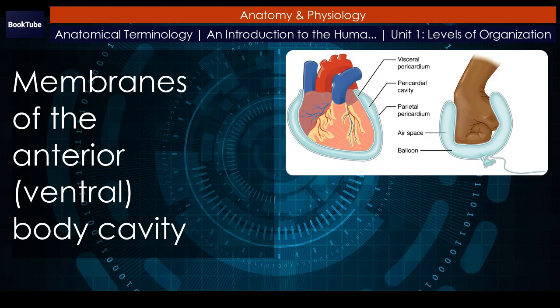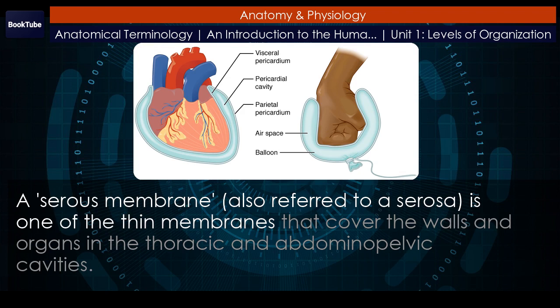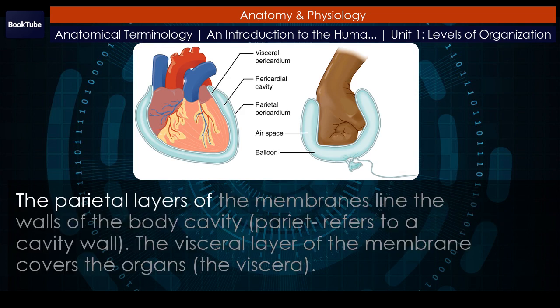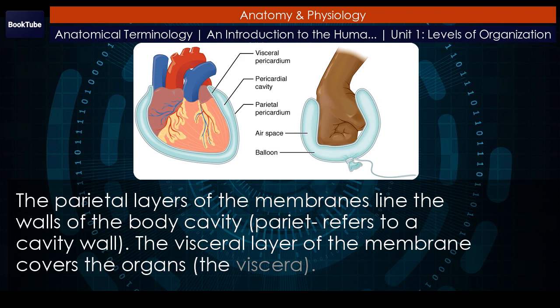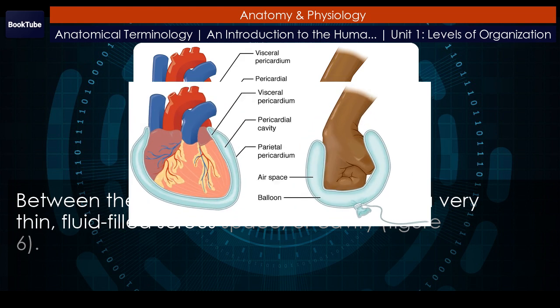Membranes of the anterior (ventral) body cavity. A serous membrane, also referred to as serosa, is one of the thin membranes that cover the walls and organs in the thoracic and abdominopelvic cavities. The parietal layers of the membranes line the walls of the body cavity. Parietal refers to a cavity wall. The visceral layer of the membrane covers the organs. The viscera. Between the parietal and visceral layers is a very thin, fluid-filled serous space, or cavity.